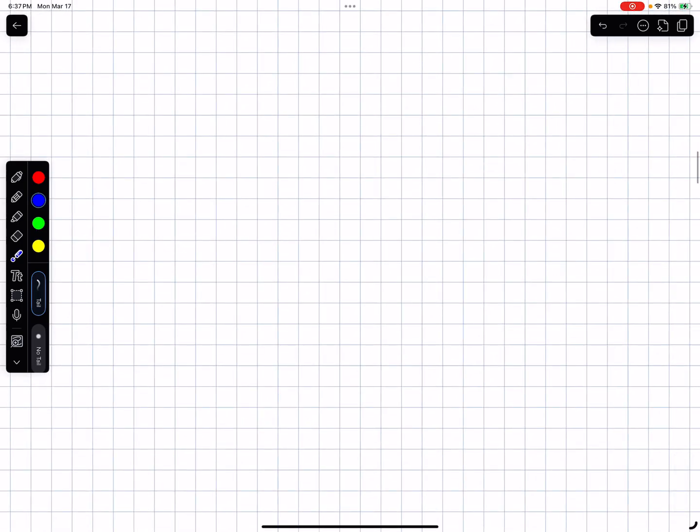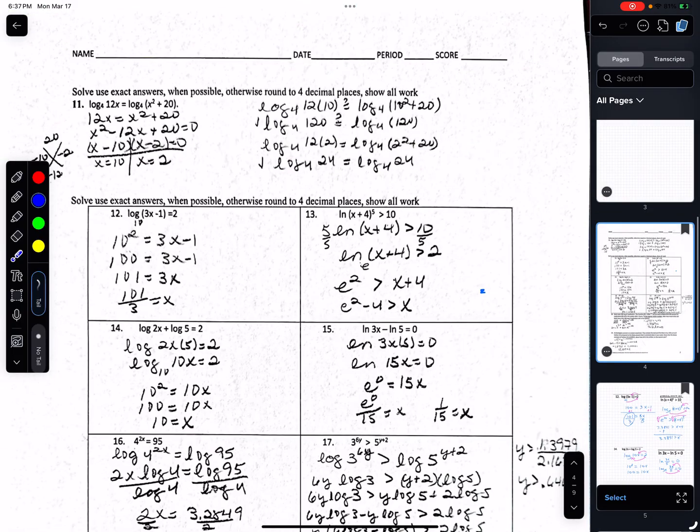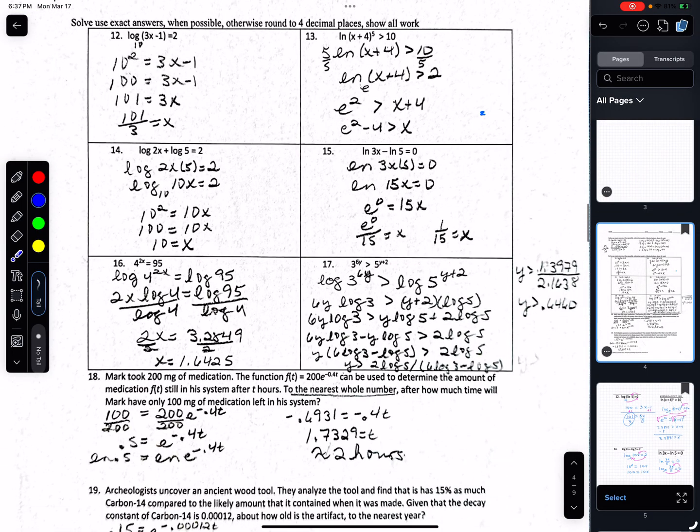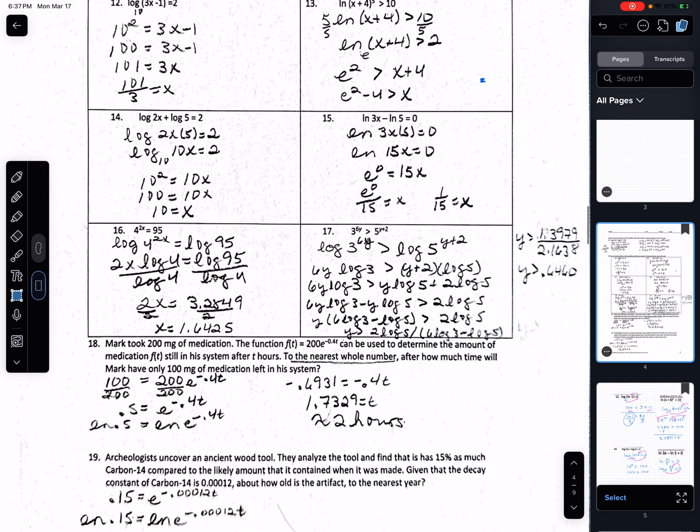And we're on this one. So is this one 4 to the 2x equals 95? Now, the whole purpose of logs is to solve for an exponent. Okay. That's why we do it. So log functions and exponential functions are inverses of one another. So when we do this one, it's a whole other concept.